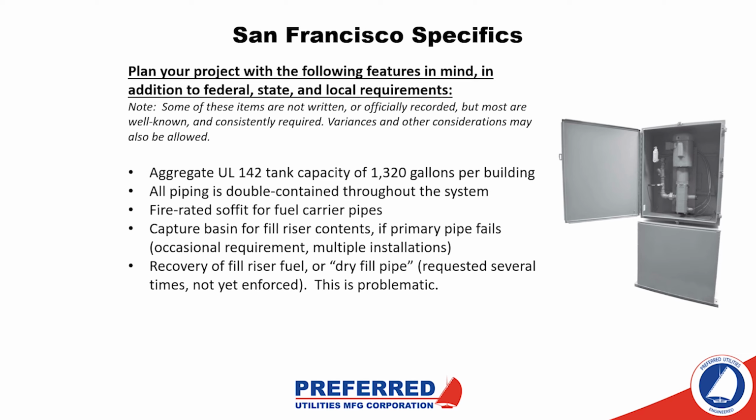maximum. So that means every tank in the building added together, bulk storage tanks as well as day tanks, added together can't exceed 1320. That's not to say that we haven't seen more or gotten approval on more, but it's a fairly common thing that comes up on some of these projects. Next item is all piping is double contained throughout the system. That's pretty much on every project, so that's definitely something to plan for.